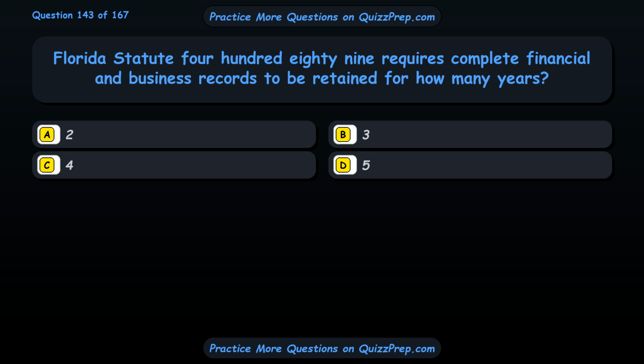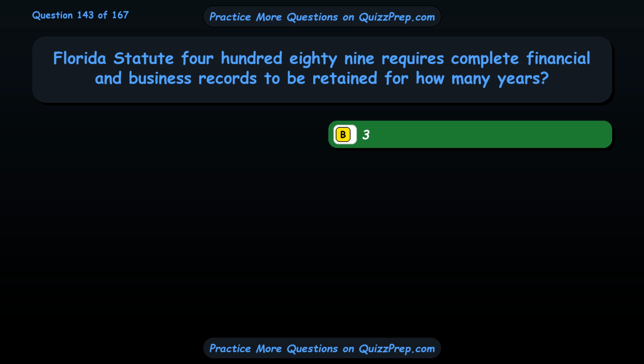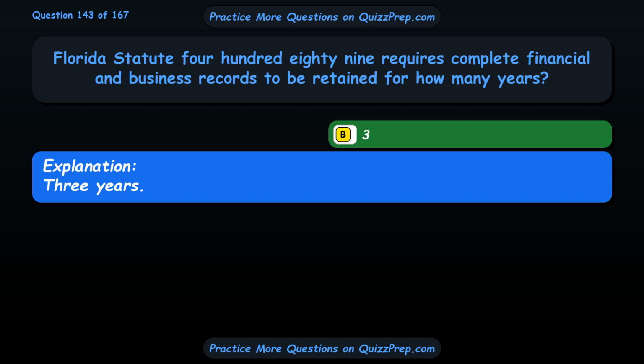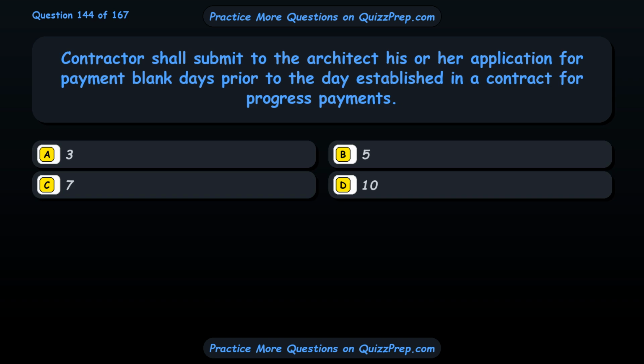Question 143. Florida Statute 489 requires complete financial and business records to be retained for how many years? Option A, 2. Option B, 3. Option C, 4. Option D, 5. The correct answer is option B, 3 years.